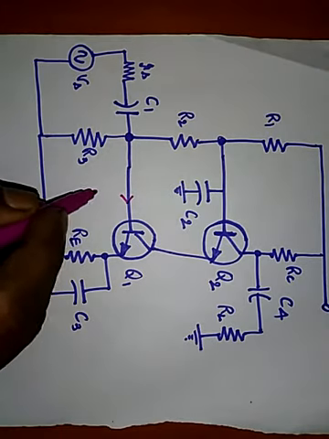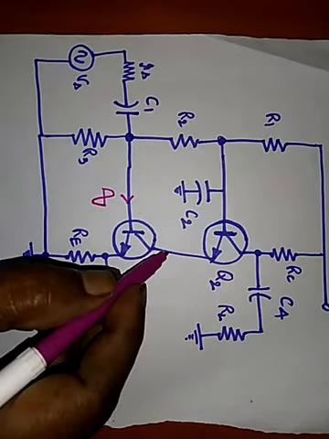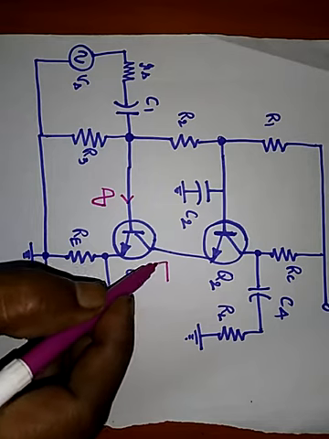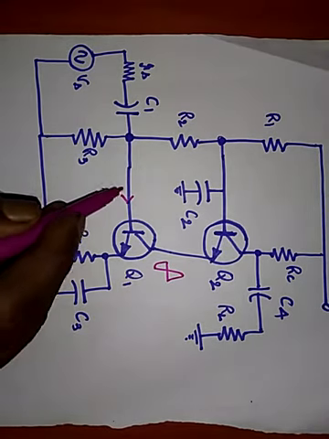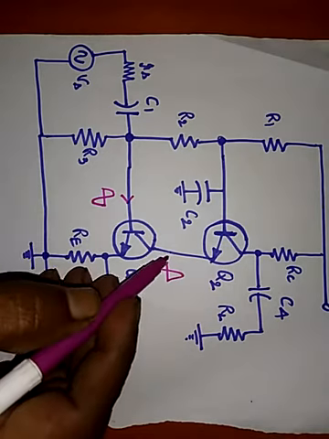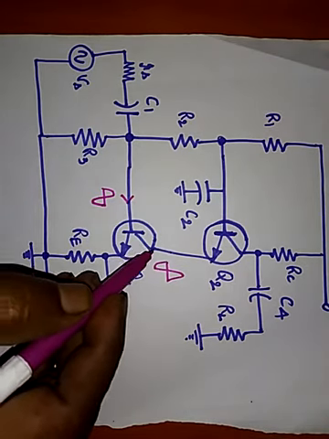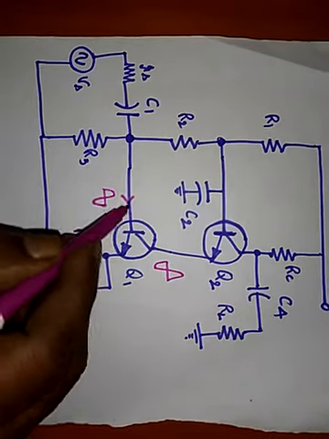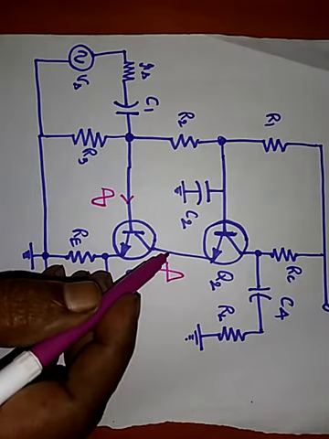Suppose the input goes like this. The output is taken from here, so it is 180 degrees out of phase. The input is given to the base and the output is taken at the collector of Q1. So what is this connection? Common emitter. Input is given to the base, output is taken at the collector, so it is common emitter.